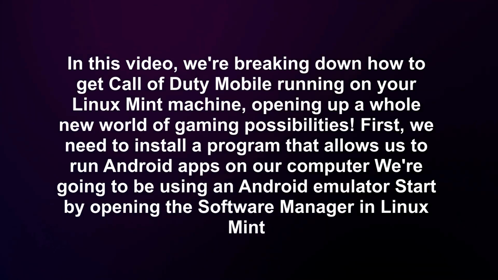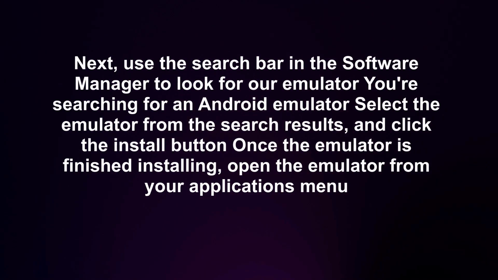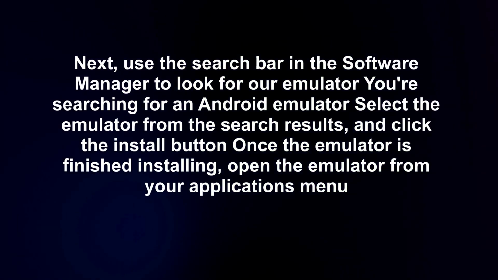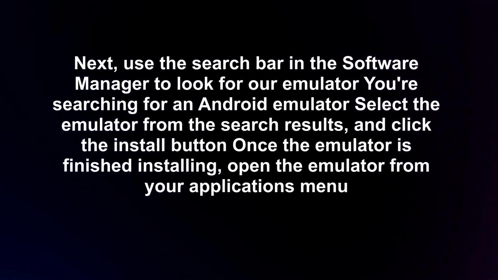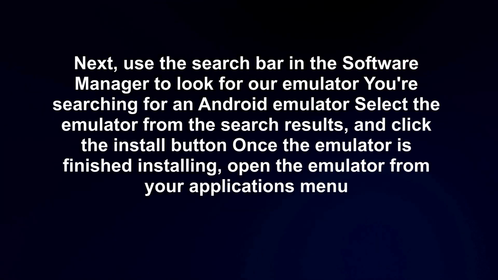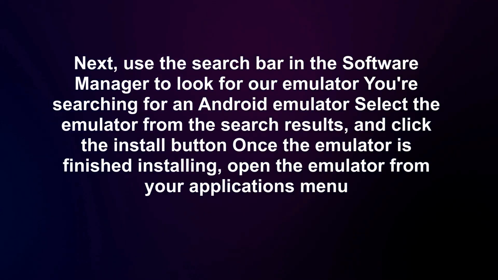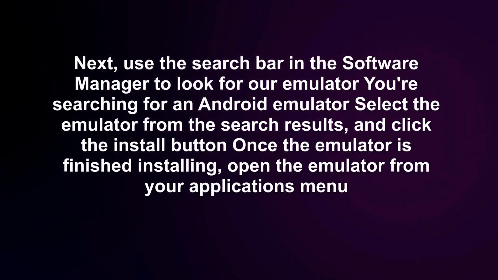Start by opening the software manager in Linux Mint. Next, use the search bar in the software manager to look for our emulator. You're searching for an Android emulator. Select the emulator from the search results and click the install button. Once the emulator is finished installing, open the emulator from your applications menu.